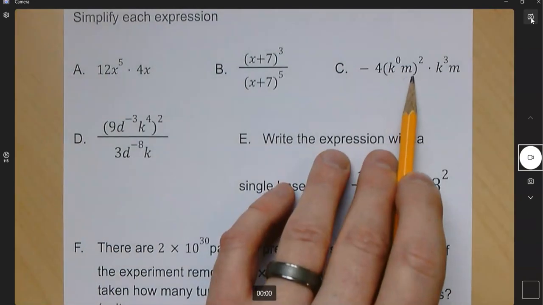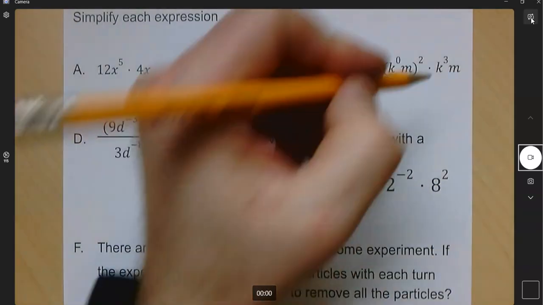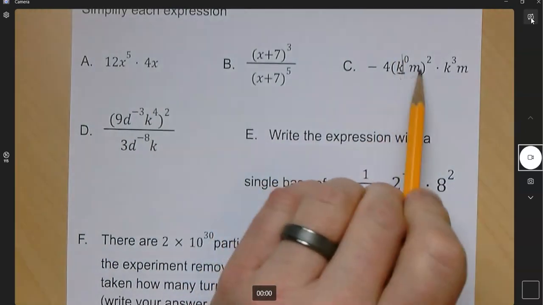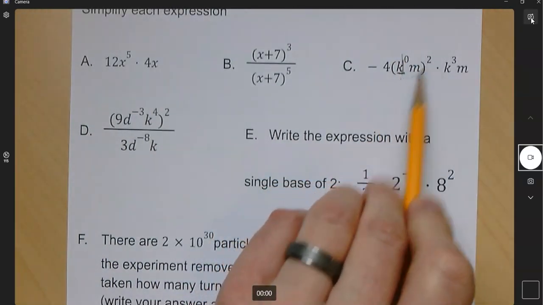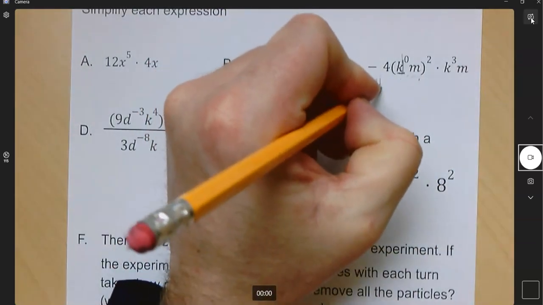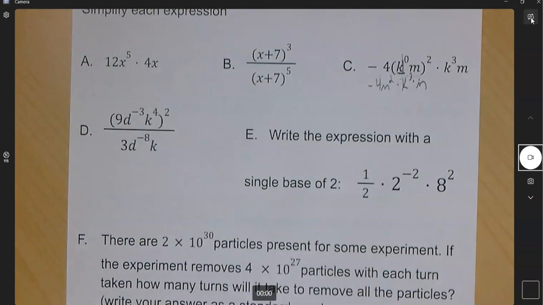Through C, start with inside these parentheses. I have k to the 0 power, and anything to the 0 power is simply 1. So this just becomes 1 times m. 1 times m is m, and m squared is m squared. Notice the m is being squared, not the negative 4 in this case. So I have negative 4 m squared times k cubed times m.